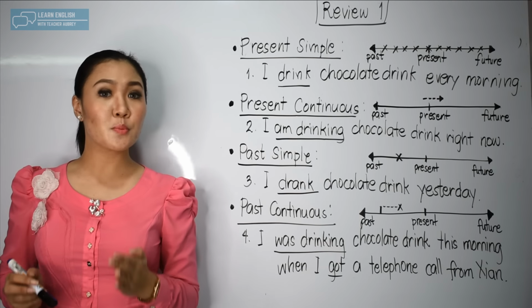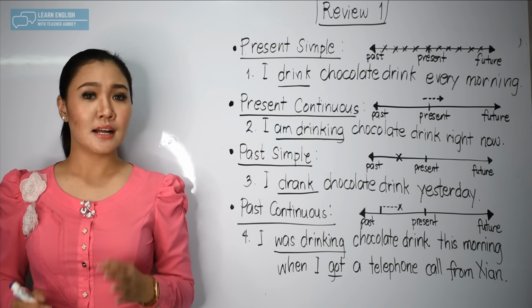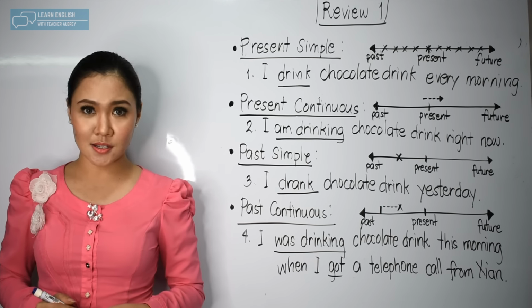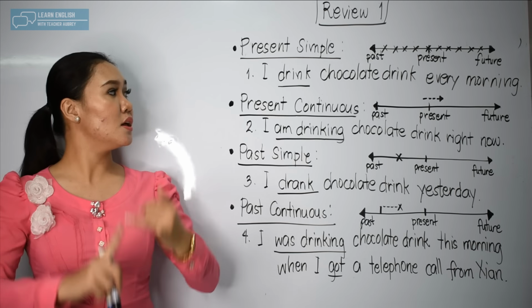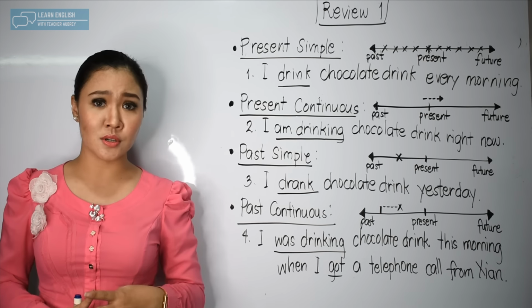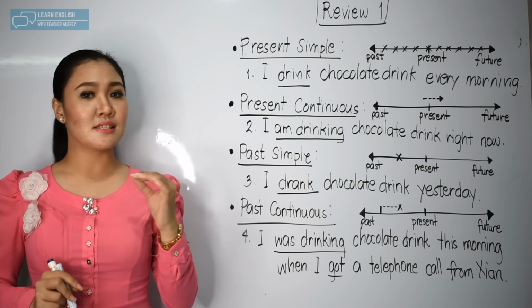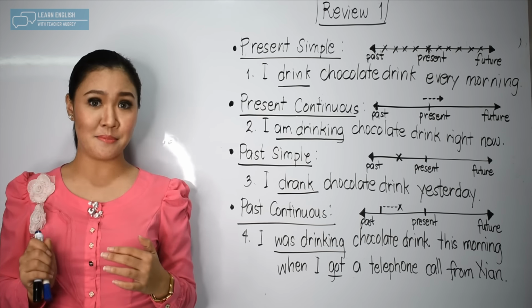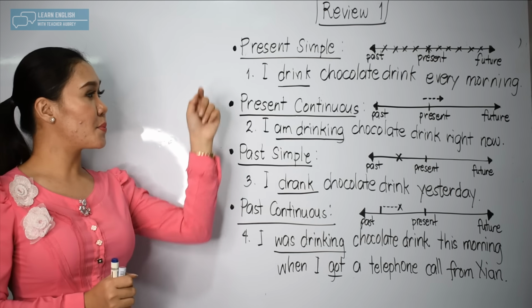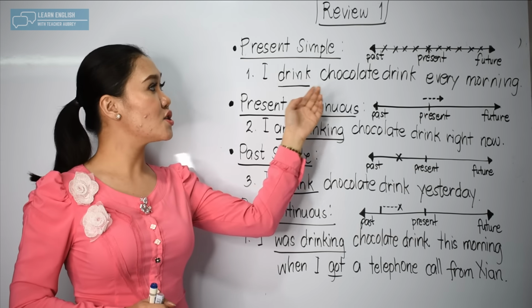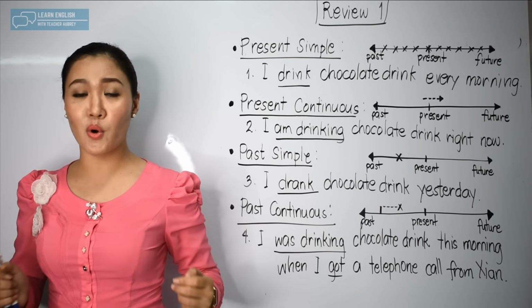Before we proceed to the next tenses, let's have a short review of the first four tenses that I discussed, which are the present simple, the present continuous, past simple, and past continuous. Gumamit lang ako ng isang idea sa sentence na to para mas maunawaan ninyo yung pagkakaiba nila. For the first one, the present simple, the example I gave is, I drink chocolate drink every morning.